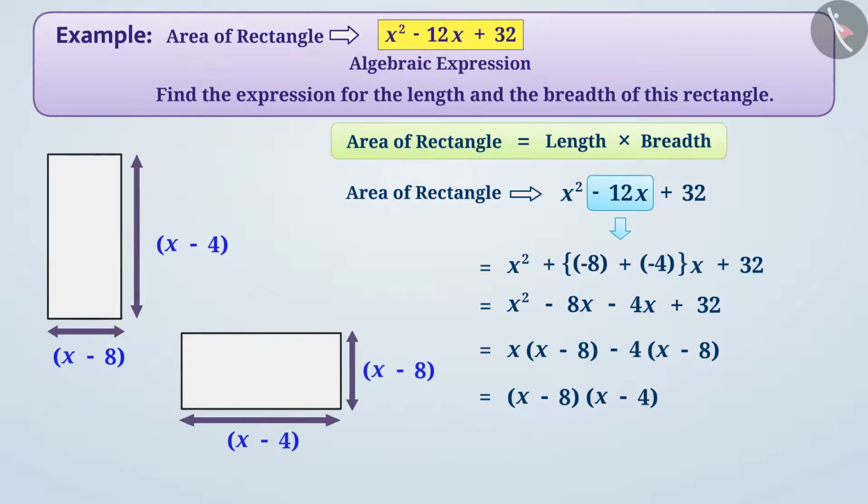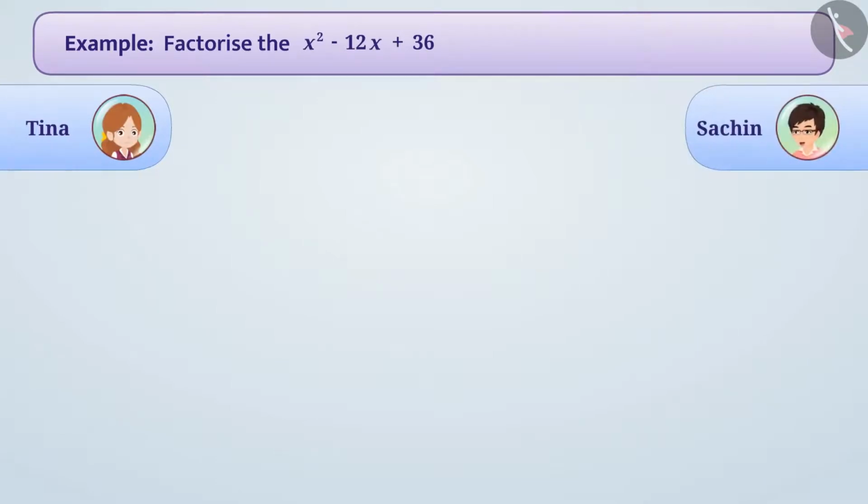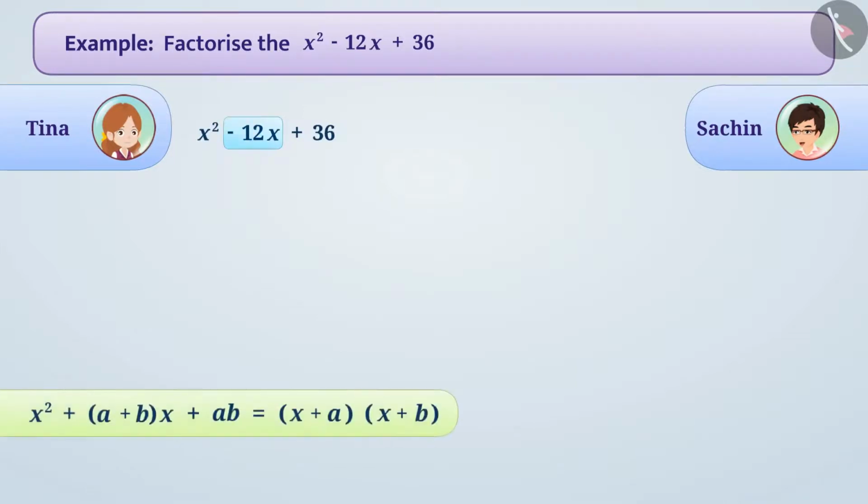Now, let us understand an interesting thing related to factorization of algebraic expressions with an example. A teacher asked students to factorize the given expression. Tina and Sachin solved it with two different methods. Tina simplified it by splitting the middle term, that is, she used this identity. She found two numbers a and b to split the middle term minus 12x in such a way that ab is equal to 36 and a plus b is equal to minus 12.